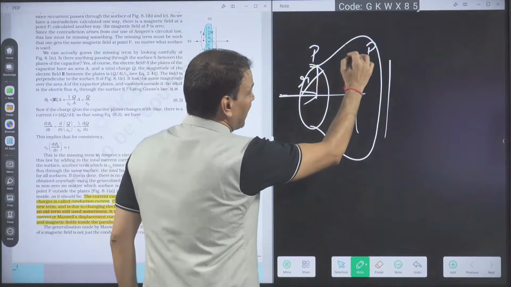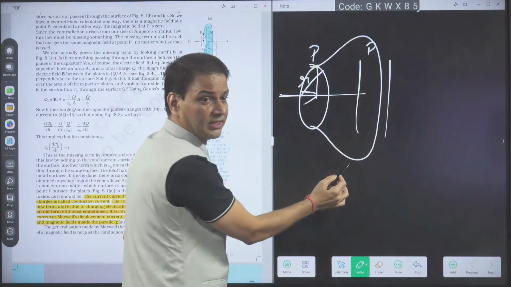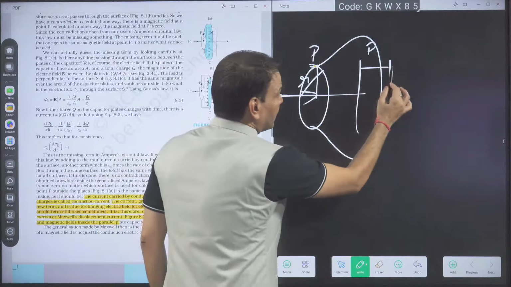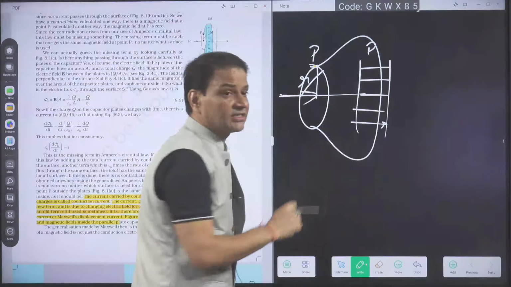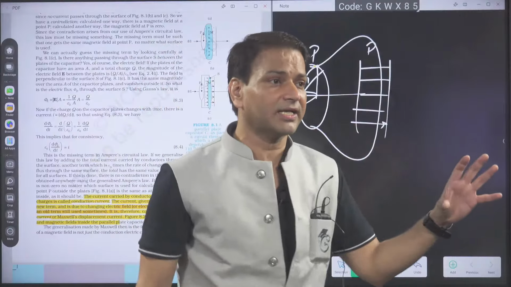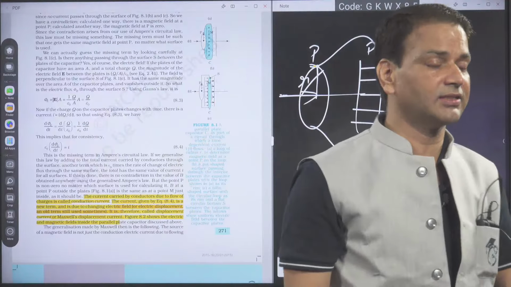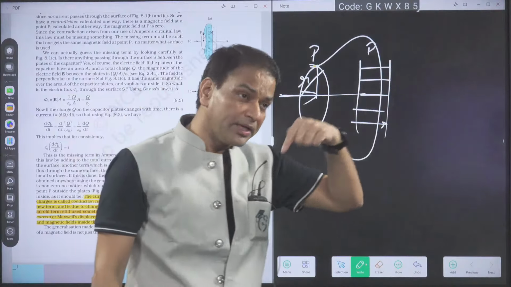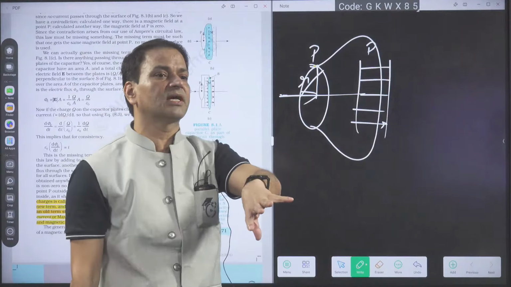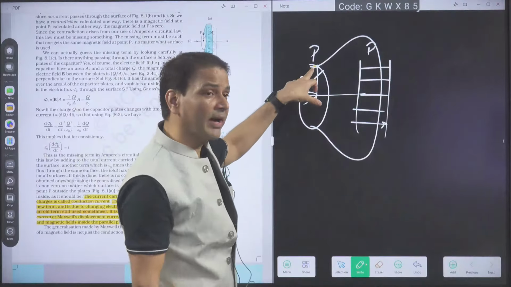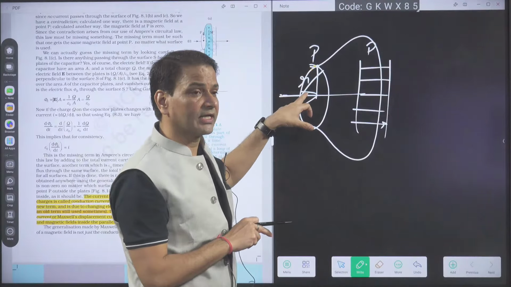So this surface is passing between the plates of the capacitor. It means some current has to be here. That current is cutting the surface inside the capacitor. From here, this concept of the displacement current came. It means the magnetic field is the same. But here I have taken the open pot.